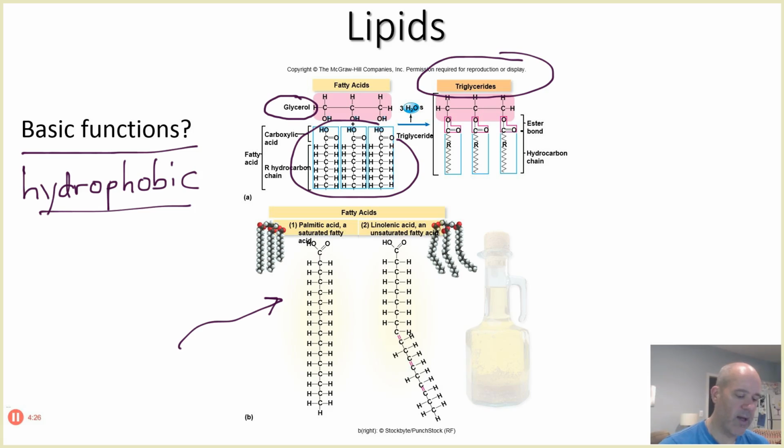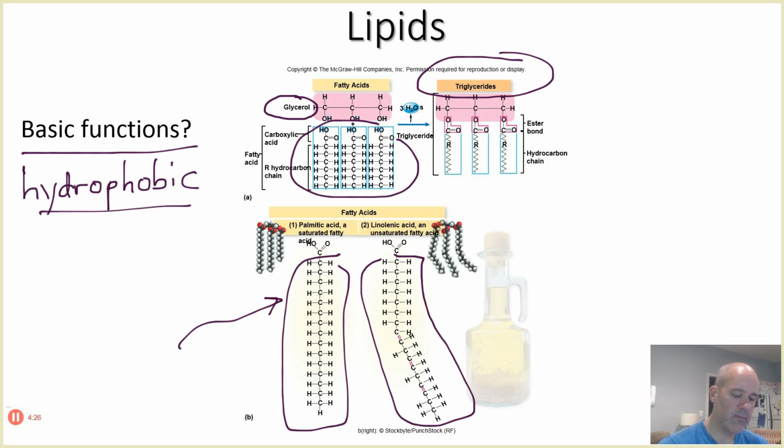Fatty acids have long chains of carbons and hydrogens. So they're hydrocarbons. And whenever you have lots of carbons and lots of hydrogens without other types of atoms in there, that's going to be a hydrophobic type of molecule. Those molecules love each other, but they don't interact well with water. They don't like water. They're hydrophobic.